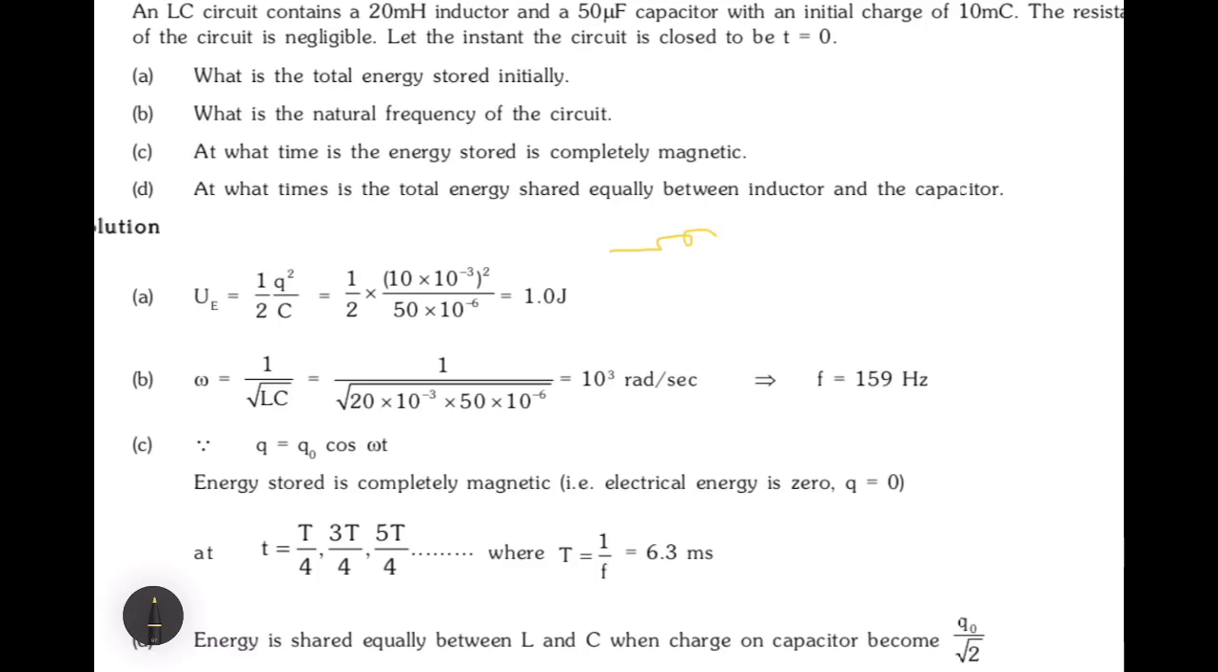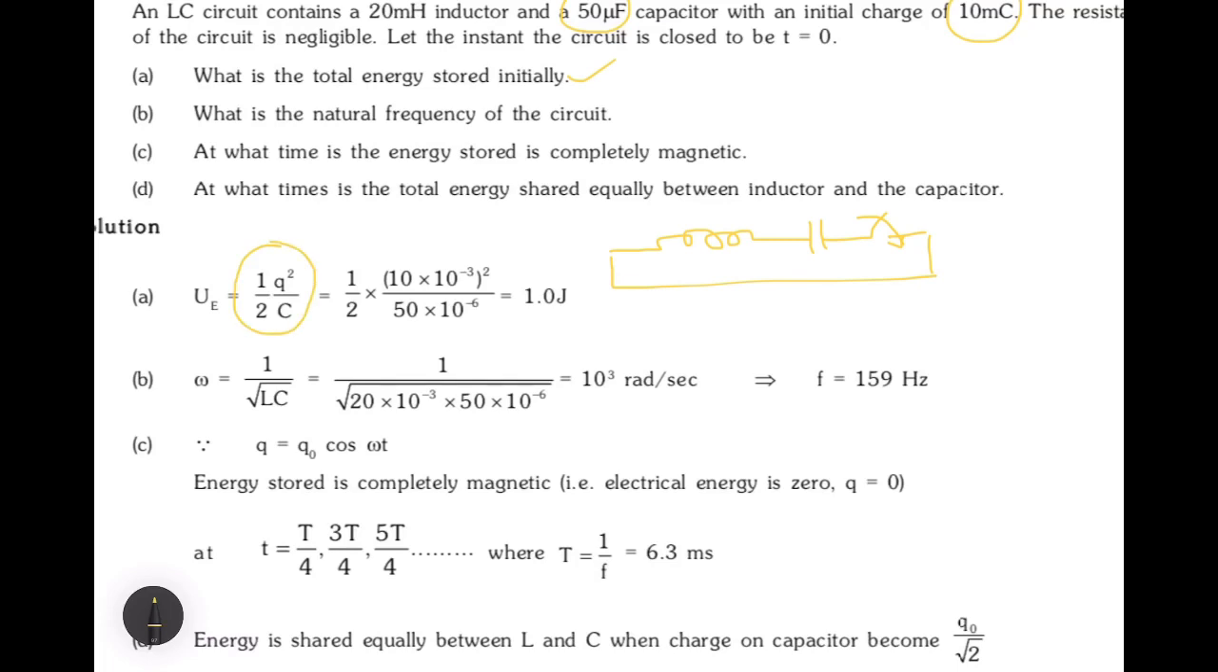So basically we have an inductor and a capacitor along with a switch, and the instant at which you turn on the switch is t equal to 0. So initially the capacitor is charged, the 50 microfarad capacitor is charged to 10 millicoulomb. So the energy stored, the moment you turn on the switch, is the energy stored in the capacitor. So if the first question asks what is the total energy stored initially, that is the energy stored in the capacitor.